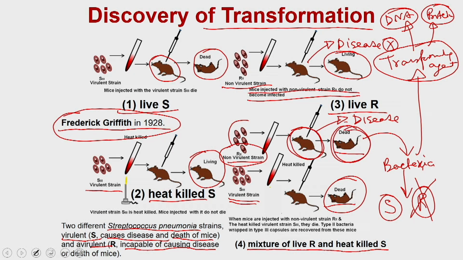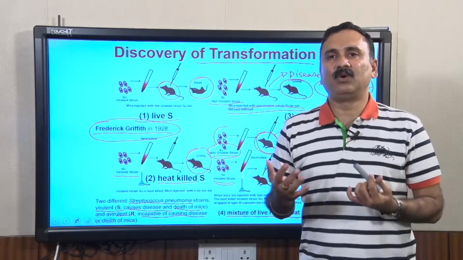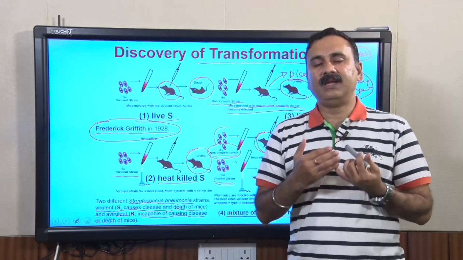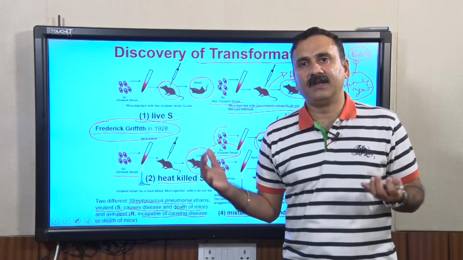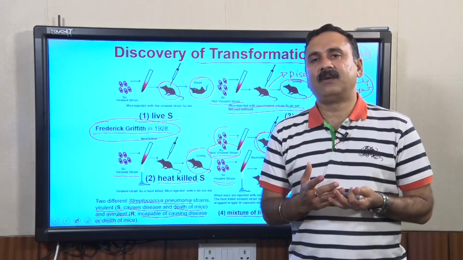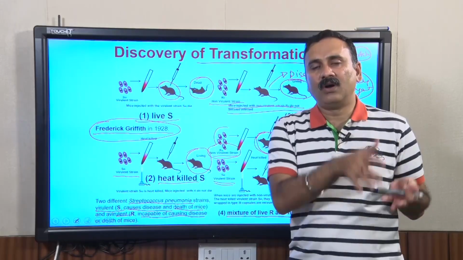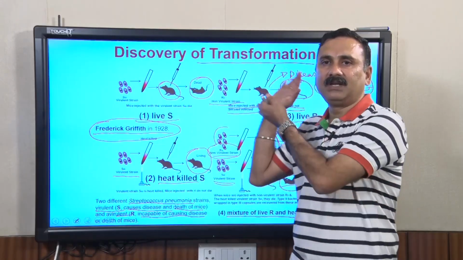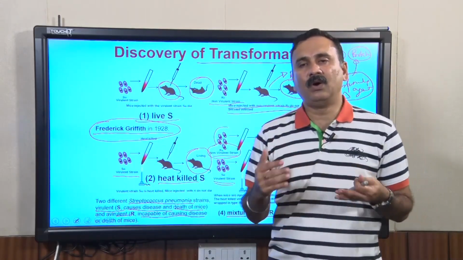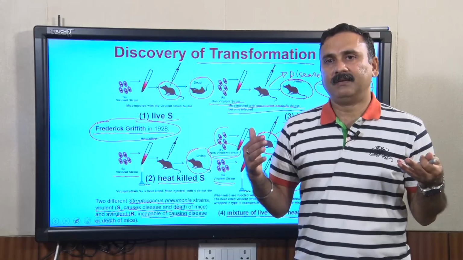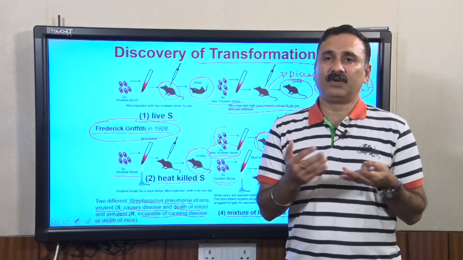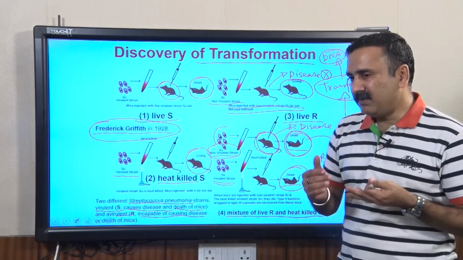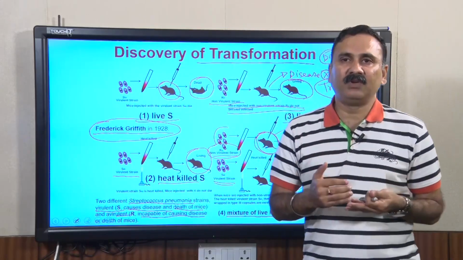So, by doing this simple experiment, Frederick Griffith has postulated the concept of transformation, and he has termed these agents which are making the non-virulent strain into the virulent strain as the transforming agents, and that is how people have developed the concept of transformation. So, in a typical transformation, what is the mechanism of transformation?